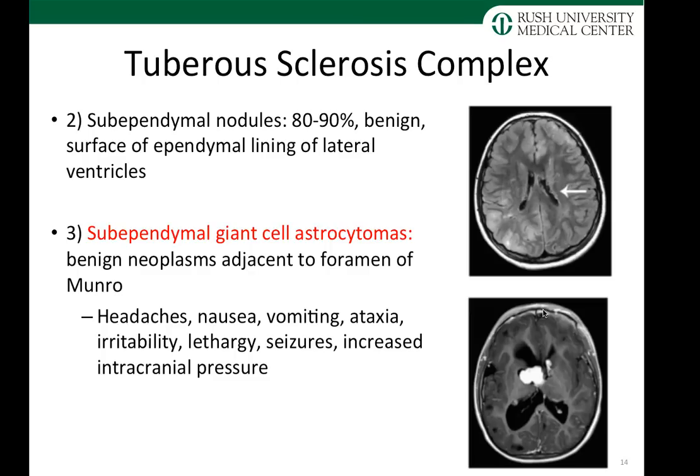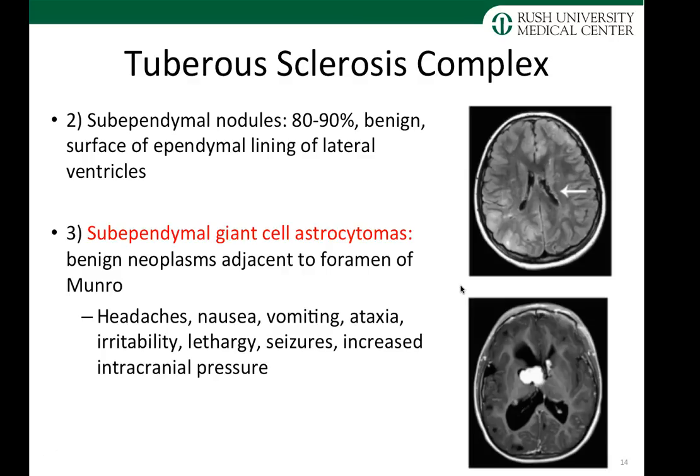So the second lesion you're going to see are subependymal nodules in 80 to 90% of patients. These are benign, and they line the surface of the ependymal lining of the lateral ventricles. So what you can see, the arrow is pointing out to you in the upper picture. Now the nodules themselves are benign, they don't cause problems, but they can become less benign by turning into subependymal giant cell astrocytomas. So these are neoplasms that are adjacent to the foramen of Monro, and they become highly symptomatic by their location, especially if they grow.